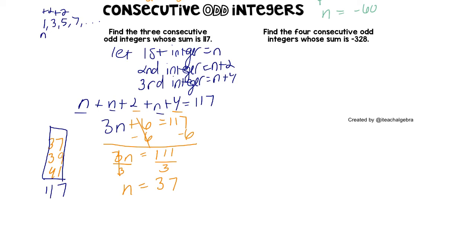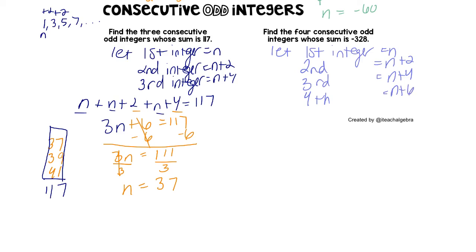Same idea for the next one. 4 consecutive odd integers. So we use the first 3 from the last problem. So we've got n and n plus 2 and n plus 4. And then the fourth, we're going to add another 2 on, n plus 6. So the sum of all these, sorry, the dog's going to bark, is negative 328.